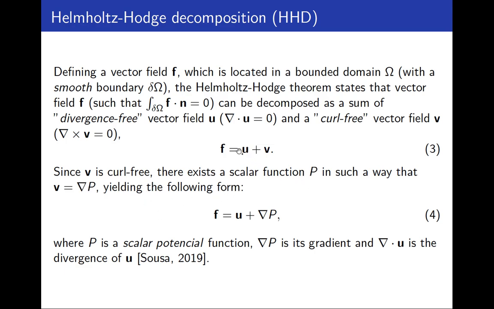So now the vector F can be expressed as the sum of the divergence-free vector plus the gradient of this scalar function. So P is a scalar potential function, this is its gradient, and this is the divergence of U. You can find more information about this decomposition in this paper that will be found in the references at the end of this presentation.